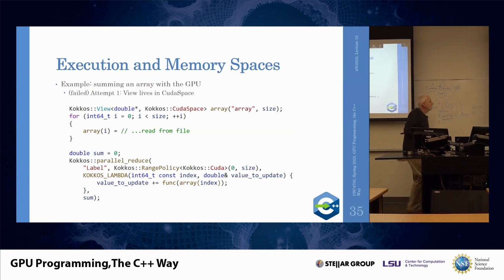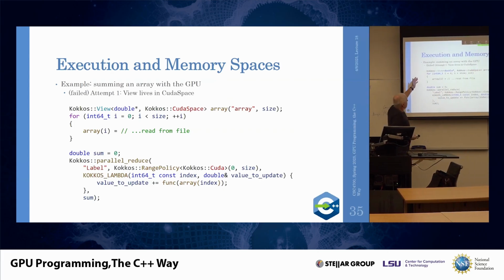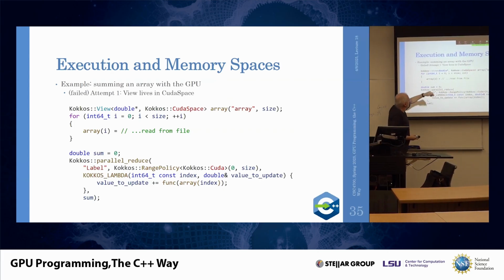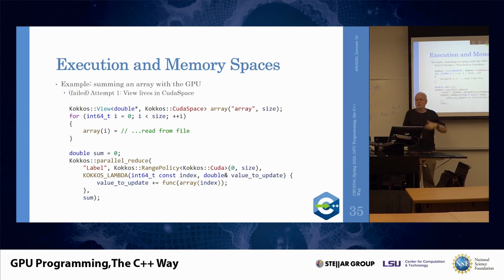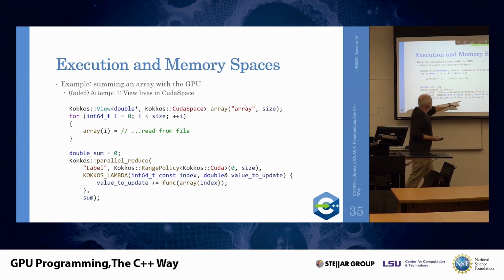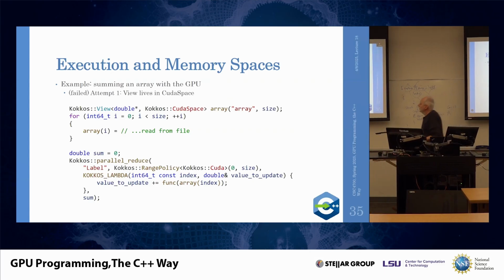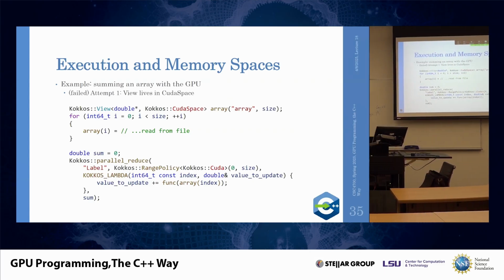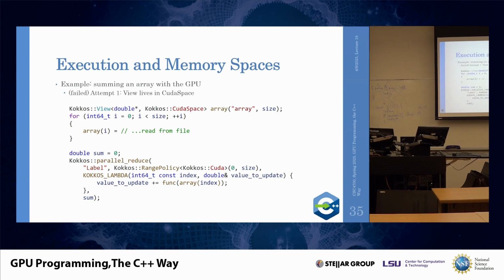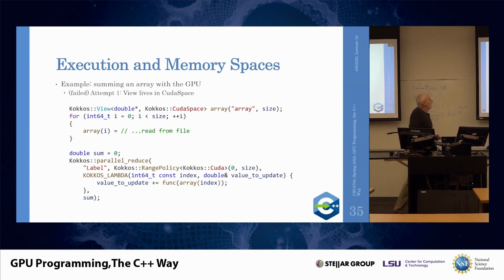Let's sum up an array on the GPU. Let's write that code. We have a view which has a certain size. We want to initialize that array from a file. So on the CPU side, we want to go over that array and initialize it with some data. And then we use that very same array in the body of the parallel for, where the parallel for is run on the CUDA side of things. Okay, so I launch the body on the CUDA execution space. Will that work?